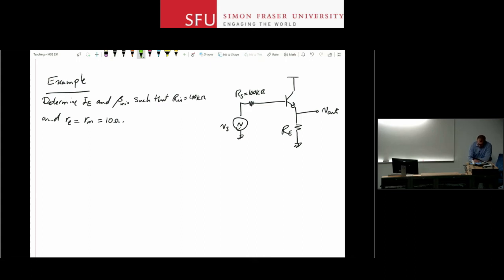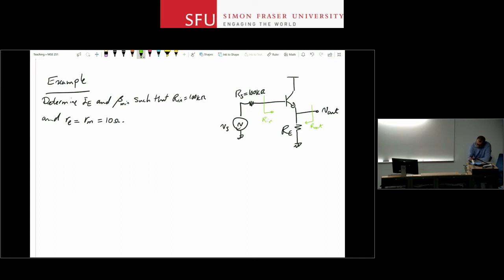So they are using a buffer here. What they care about is R in and R out. And R out, we said, has an upper limit of RM or RE, and that is 10 ohms. I don't want the output resistance to be more than 10 ohms. And I need an input resistance of 100 kilo ohms, so at least I get half of the signal showing up at the input of this transistor.